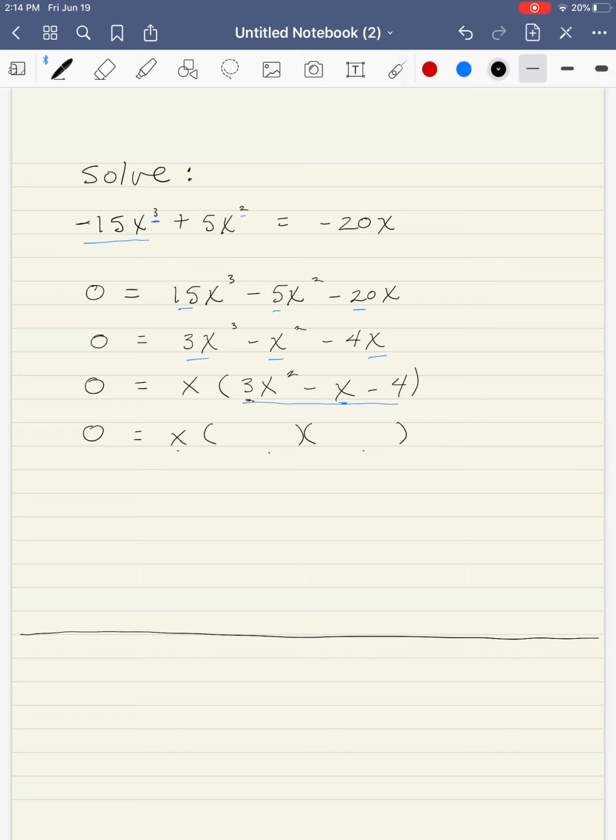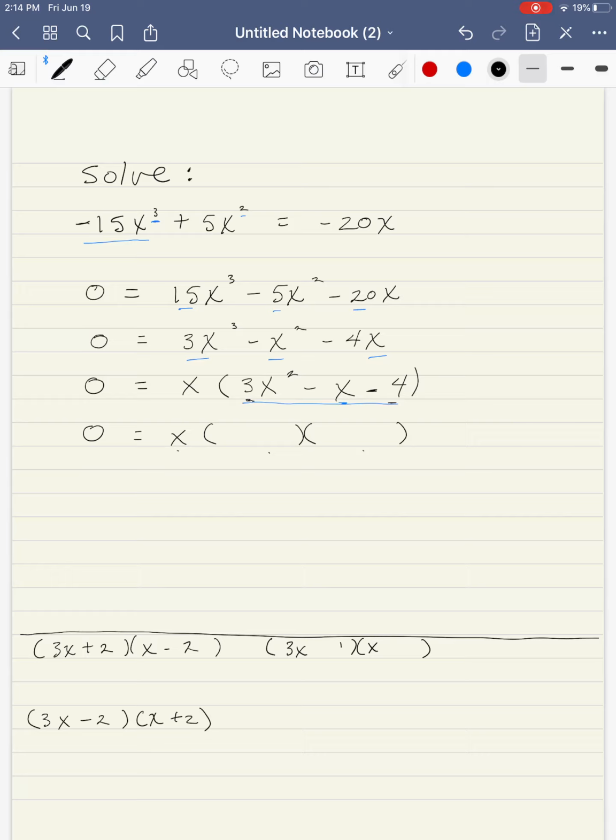Okay, I'm going to use the guess and check method. And because I have a 3x squared, I know I have to have 3x and x. That's the only way that I can multiply and get 3x squared. And then I have a minus 4, so that tells me that I either have to have 2 times 2 or 1 times 4, one term positive, one term negative to give me the minus sign. So I can have plus 2, minus 2, or I could have minus 2, plus 2.